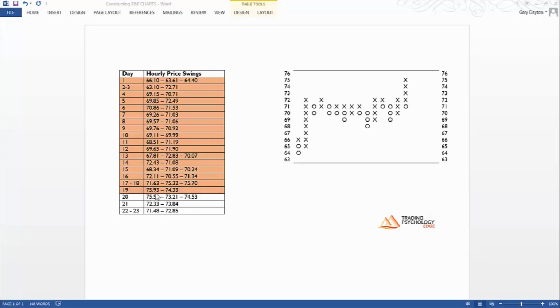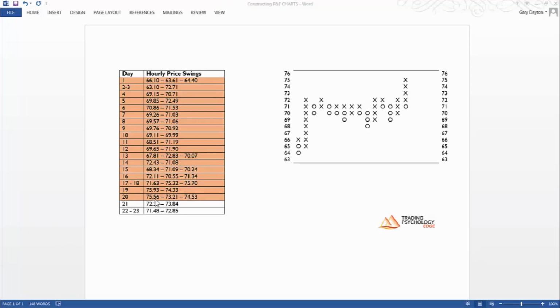The next day, the market rallies a little bit higher. It goes to 75.93, but that's not enough to reach 76. So we can't go up, and then the market falls back to 74.33, but that's not a full figure. We need to go to 74 or lower to be able to paint a zero here. So we just stay. We don't add anything to the point and figure chart on this day.